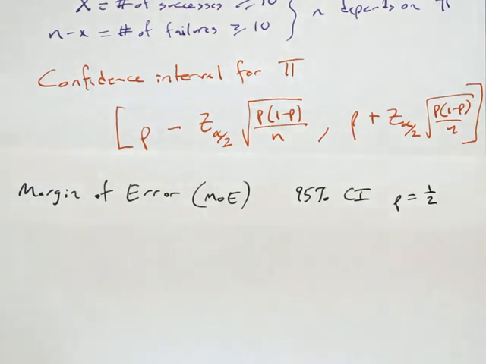Now, the reason we assume 1/2 is because when we use 0.5, that's the biggest possible value for P times (1 minus P). The value P equals 1/2 is the maximum of that product.